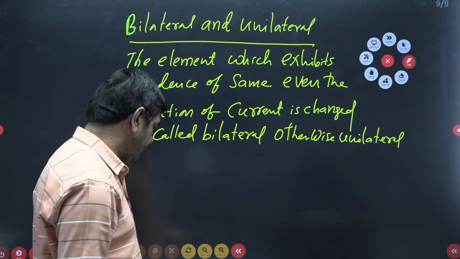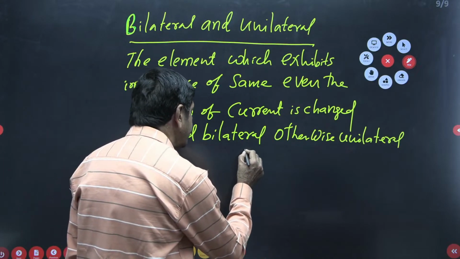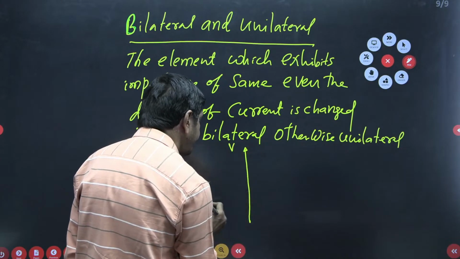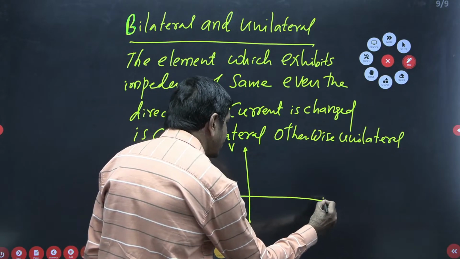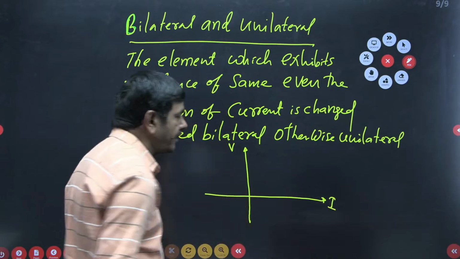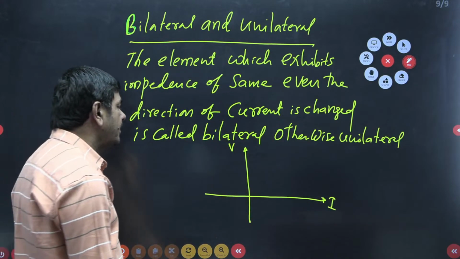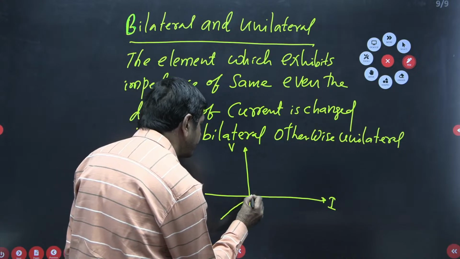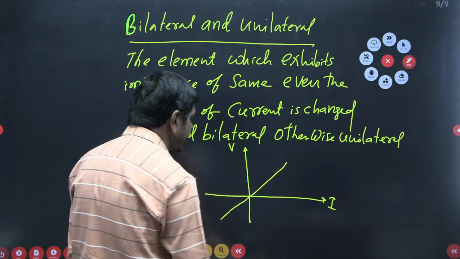I'll give one diagram, so you can understand clearly. Suppose I have drawn the VI characteristic curve in this way, voltage versus current. The shape of the curve is what? I have taken a linear VI characteristic curve, for example, like this.